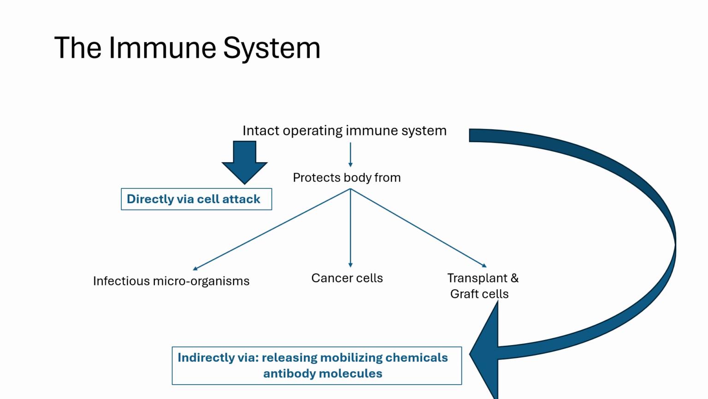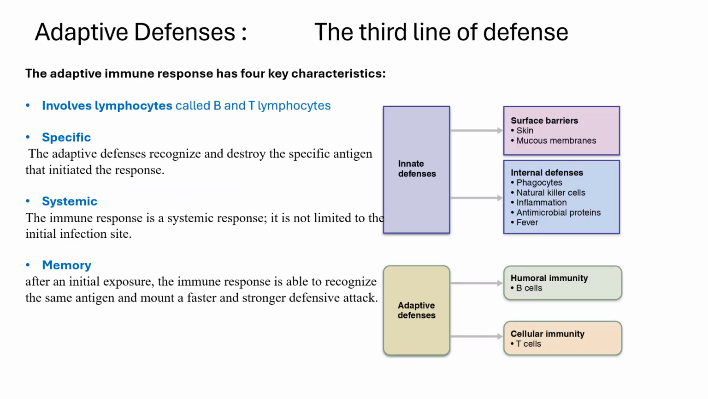So our immune system, when it is intact and operating, protects the body from infectious microorganisms, cancer cells, and the transplant and graft cells. And it does this by directly attacking via cells and then also indirectly by releasing chemicals and by making antibodies. Now let's see what the adaptive defenses are.